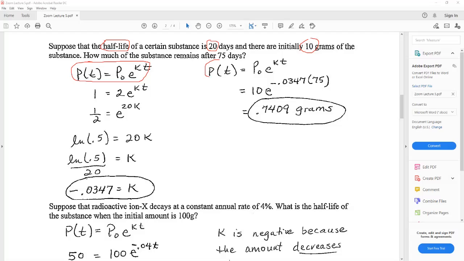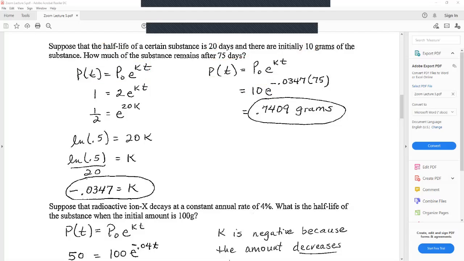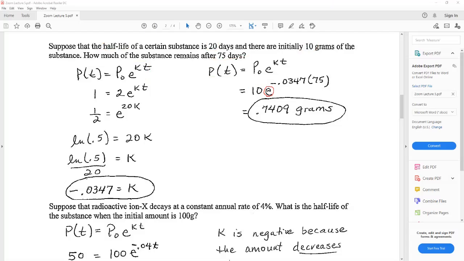So here's what I decided to do to get started. The first thing I did was I wrote the equation. I went ahead and substituted 10 in here for P naught because 10 is the initial value. And of course, e is an irrational constant. It's built in. And they want to know how much of the substance remains after a time of 75 days.